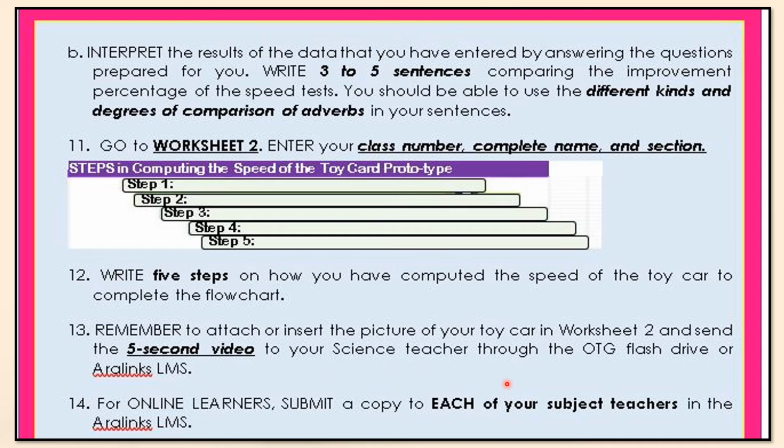your science teacher through the flash drive for the offline learners, and of course for the online learners it would be through your RLinks account. Or next, for online learners, submit a copy to each of your subject teachers in the RLinks LMS. Your file name should be named following this pattern: your class number, your last name, the subject, and then CPT.